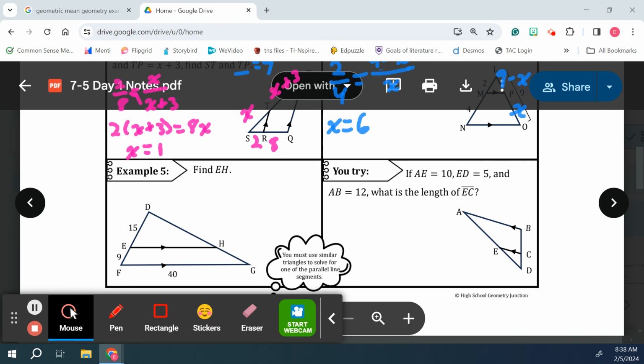Oh, hi. I got 25, because 24 over 40 equals 15 over x. Solve that. Yeah, that's it. So write that down, Evan. 15 over x equals 24 over 40.